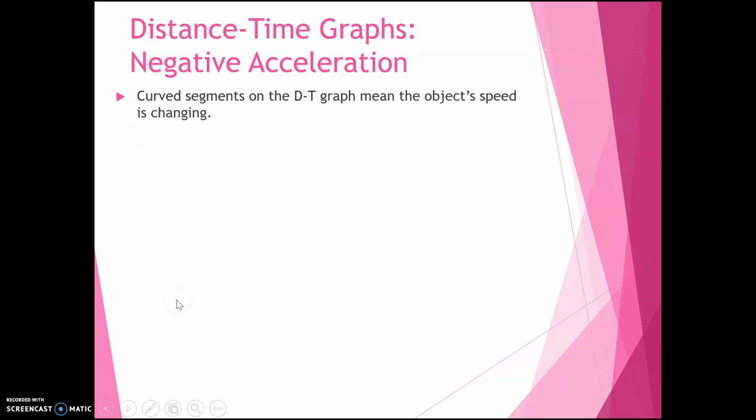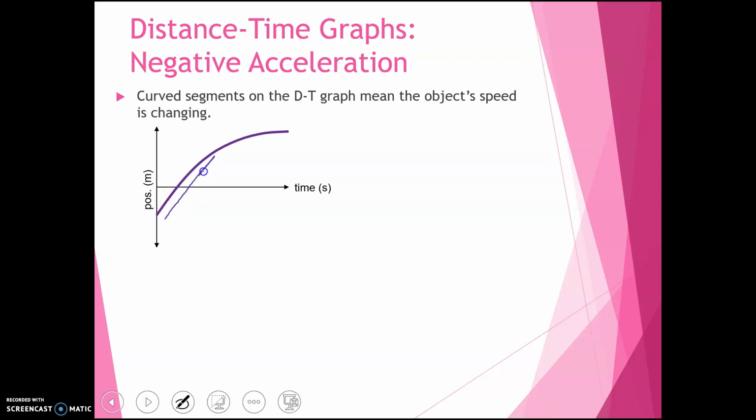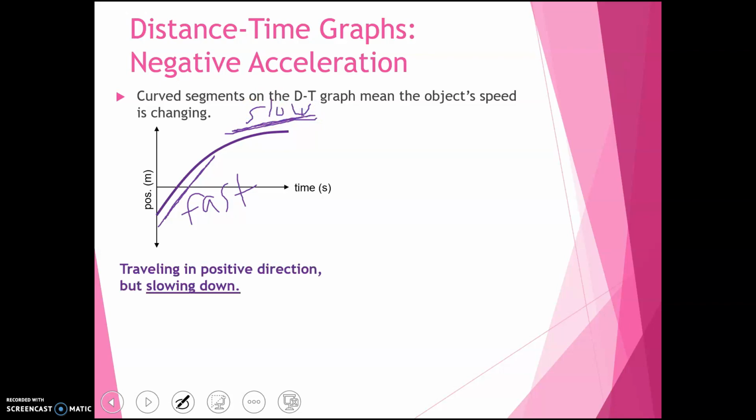So again, curved lines, but now our objects are slowing down. If we look at the slope of this line, we'll notice that at first the object appears to be moving at a steep slope, meaning it's fast. There's some sort of fast speed going on. So you launch the object, it's moving fast, and then the speed starts slowing down. Our slope kind of levels out to be more shallow, so it moves slower. So if we're going from fast to slow, our object is of course slowing down.